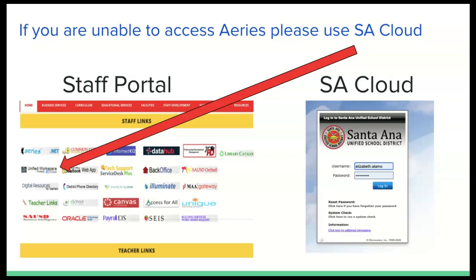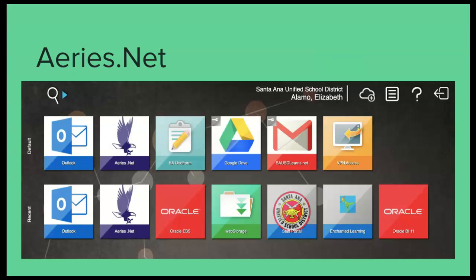Called Unified Workspace. So if you click on that, the login information is the same login you would use for your Outlook. So just enter that information and it will give you access to your dashboard. Here you have access to all the apps that we have available through our district. The one we'll be using for today though is Aeries.